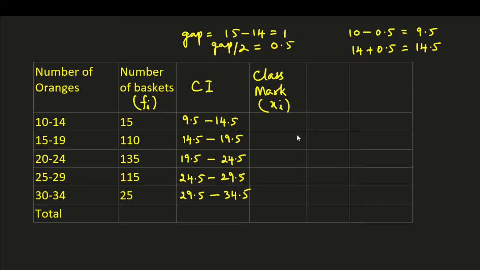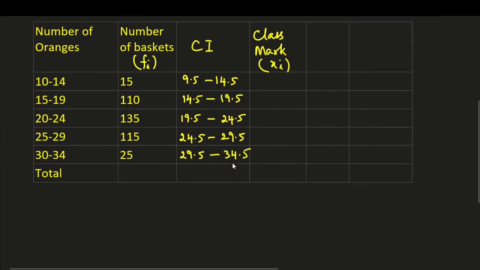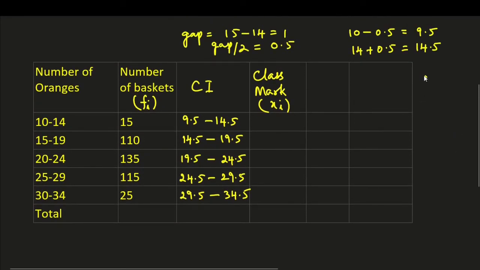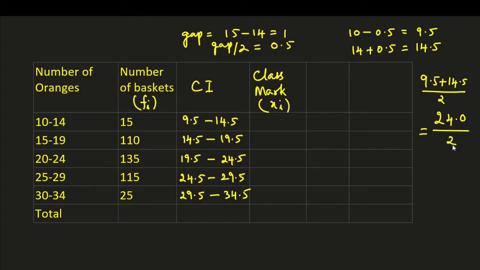Now the class mark is lower boundary plus upper boundary by 2. Let us take here 9.5 plus 14.5 by 2. So we get 24 by 2. It is 12. So the class mark is 12. Even if we take 10 and 14, 10 plus 14 by 2, then also we will get 12.